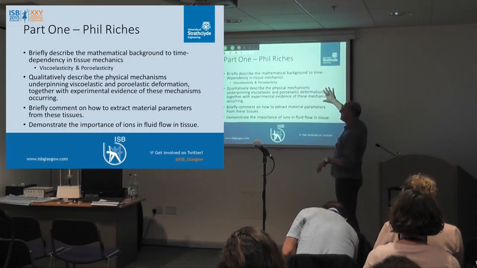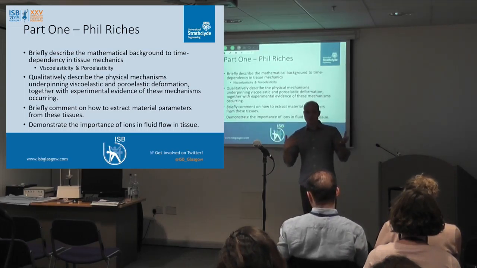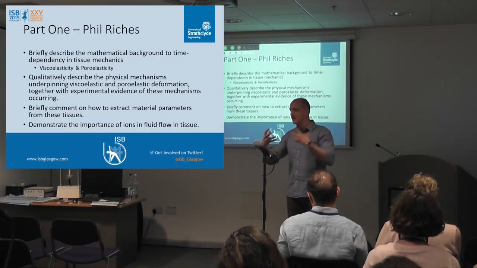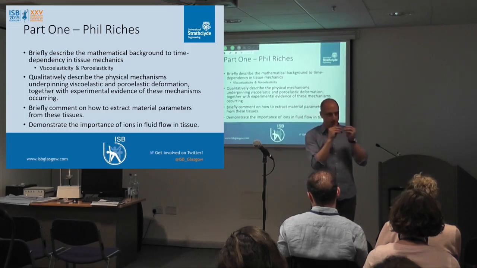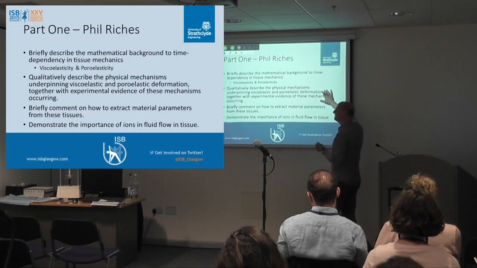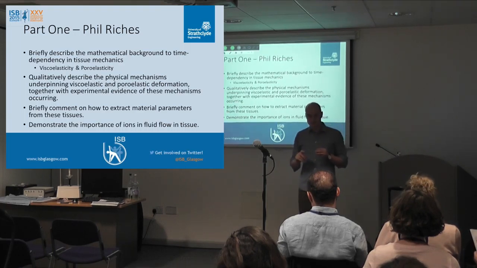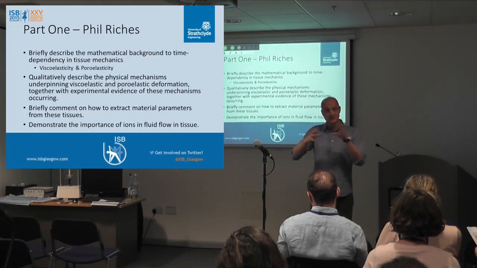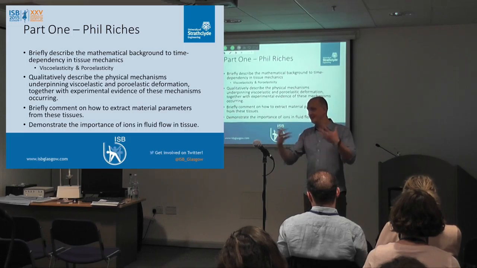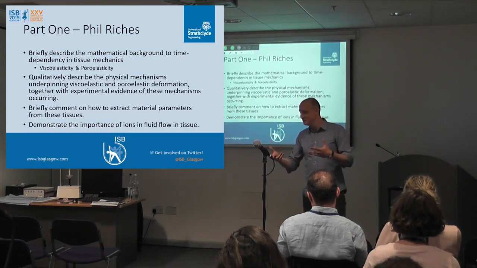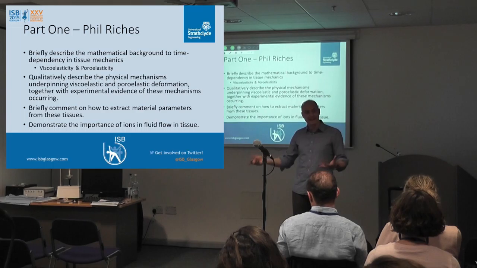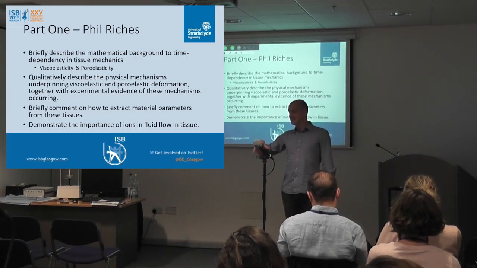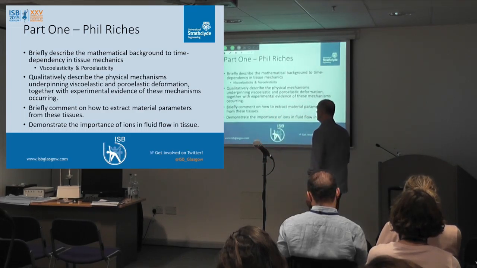I think importantly, I want to describe the physical characteristics of these tissues, so that in your mind you can get an understanding physically of what's going on in these tissues when they deform. I think that's really important. And whether we've got any experimental evidence that these physical characteristics are actually happening in the tissues. So what we predict numerically, is there any evidence that it's happening in the tissues themselves?